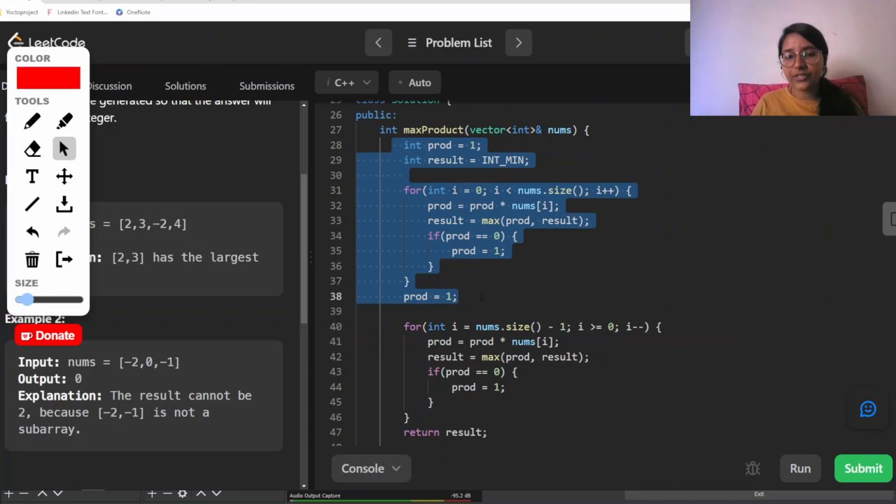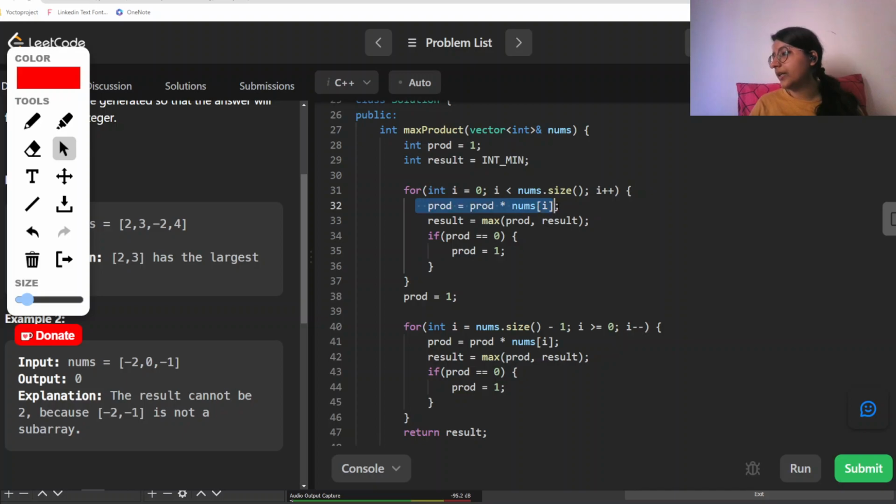Now, the other way around, what we can do is, what I'm doing here is I'm just traversing from the forward towards the backward direction and from the backward direction towards the forward direction. That's what I'm doing here. So I'm setting product equals to 1, result equals to int min. And then when I traverse from the forward direction, the product equals product into nums of i.